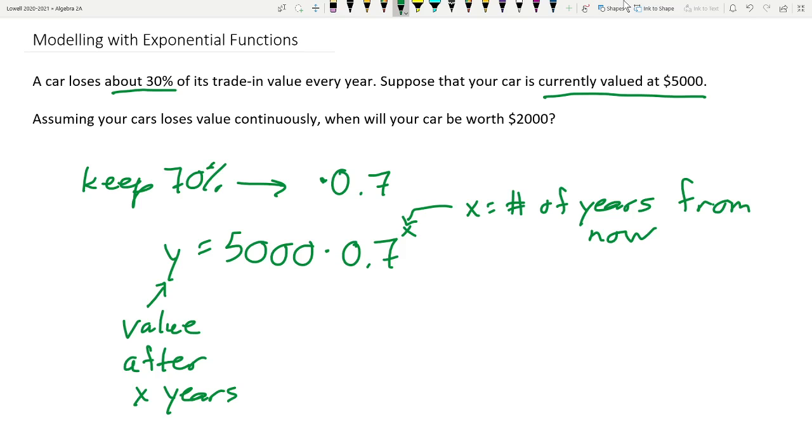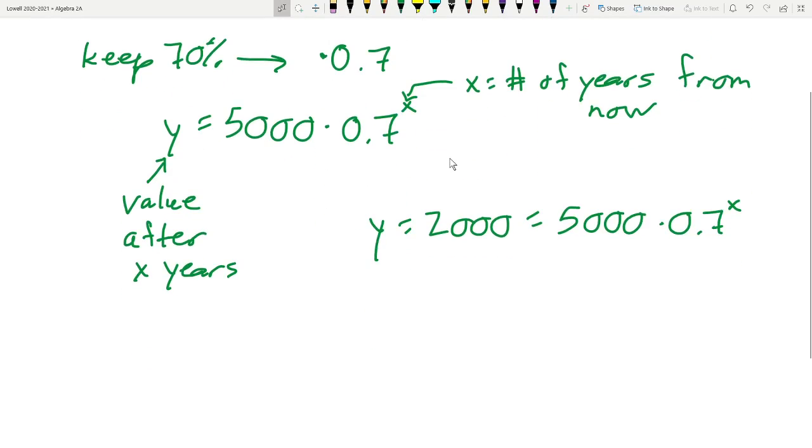Mathematically speaking, this simply means: when is y going to be equal to 2,000? If I plug this into our equation, we get exactly this, and we need to solve for x. This is not too bad. I'll divide both sides by 5,000, or first by 1,000. So on the left side I end up with 2/5 equal to 0.7 to the x power.